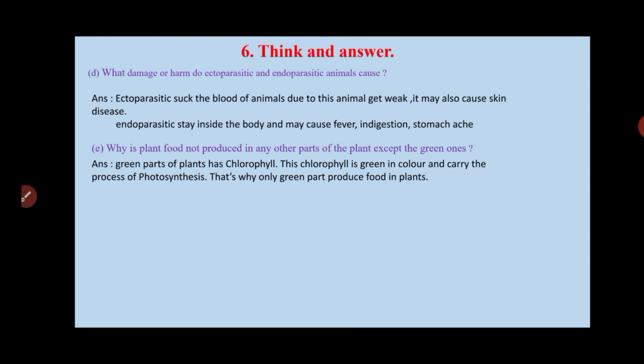Next, why is the plant food not produced in other parts of the plant except the green parts? We know, I already told you that chlorophyll is the factor which is very important in the production of food, and the green parts like leaves or stem contain the chlorophyll. Due to that, only green parts are useful in making the food.